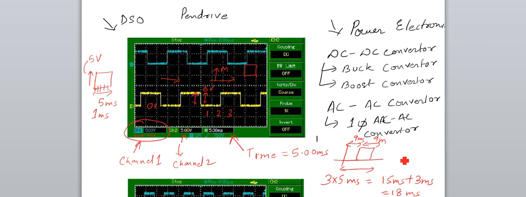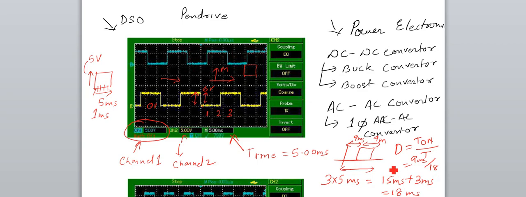Now if I want to find the duty cycle, it is T on upon total time. So you have to take out the T on time. Your T on time is 9 millisecond, divided by the total time, that is 18 millisecond.